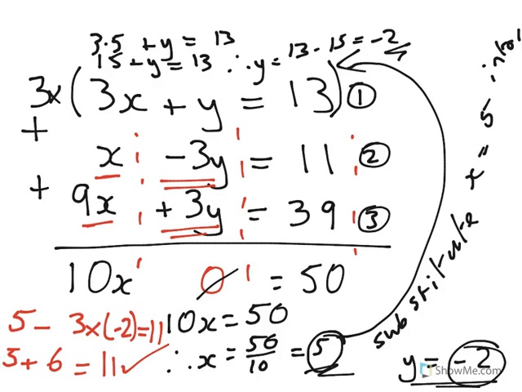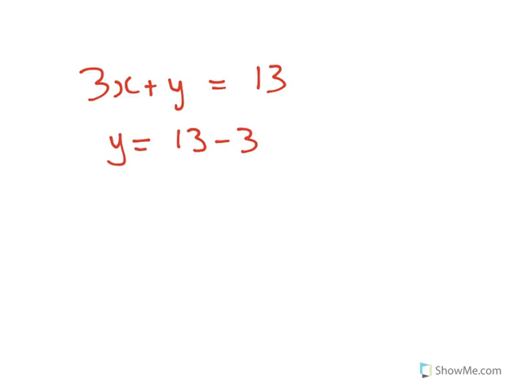Solved simultaneous equations where I have to actually manipulate them another way. Let's look at the substitution way for solving this one then. Again, we have 3x plus y equals 13. And we would get y by itself probably. So I would have that y equals 13 minus 3x. Then we have the second equation. Put it in a different color. x minus 3 times y equals 11.